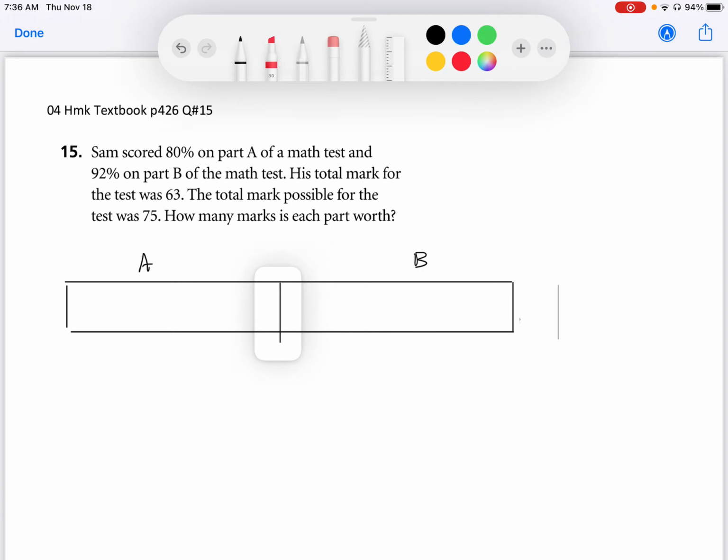And I need to get 63 marks on this test, but I need to split up the test into parts A and B. So he got 80% on part A and 92% on part B. And if the total was 63 out of 75, that's a little bit more than 80%. So it looks like maybe we need to have a little bit more in part B. So I'm just going to put my partition here.